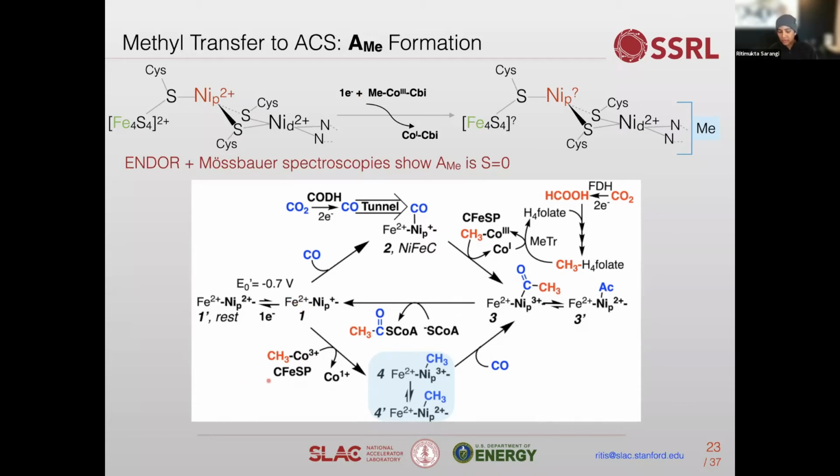We add a methyl transfer agent, and we're supposed to form this species, which should be half integer spin, but because we have excess reductant, it gets reduced to a spin 0 species. So our interpretation based on all of these data is that we are dealing with a spin 0 species, and we want to characterize that now.